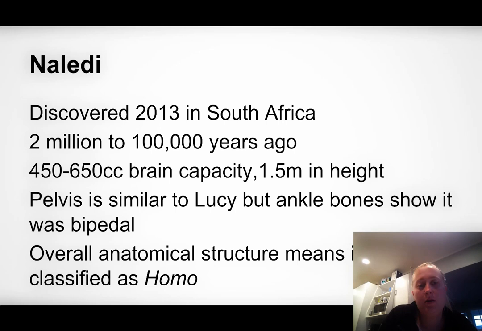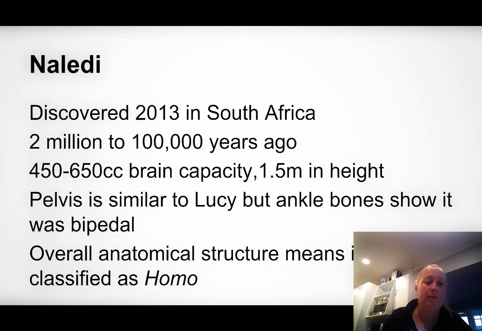So it looks like they were around somewhere, and again, the dating for this is all over the place, anywhere from 2 million years ago to as recent as 100,000 years ago. So there would definitely have been some overlap between Naledi and Homo sapiens if that 100,000 years is correct. Brain capacity is still quite small though, 450 to 650 cc, but a little bit taller in height, 1.5 meters. The pelvis is very similar to Lucy, but the ankle bones show that this species was definitely bipedal. And to get into the cave system, they would have needed to be able to walk and crawl into some very small, tight spaces.